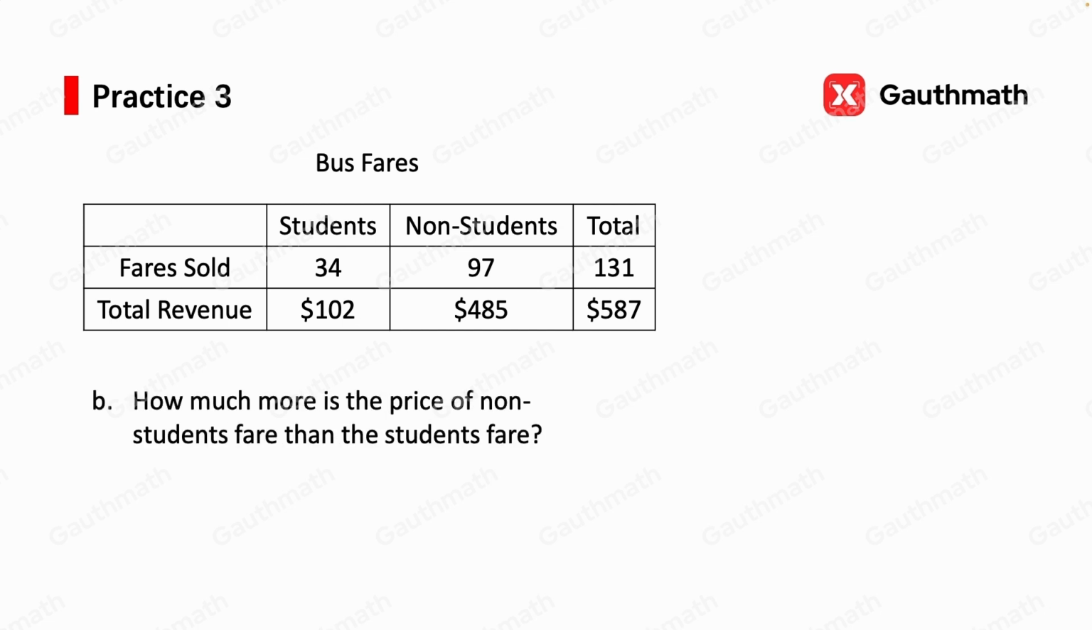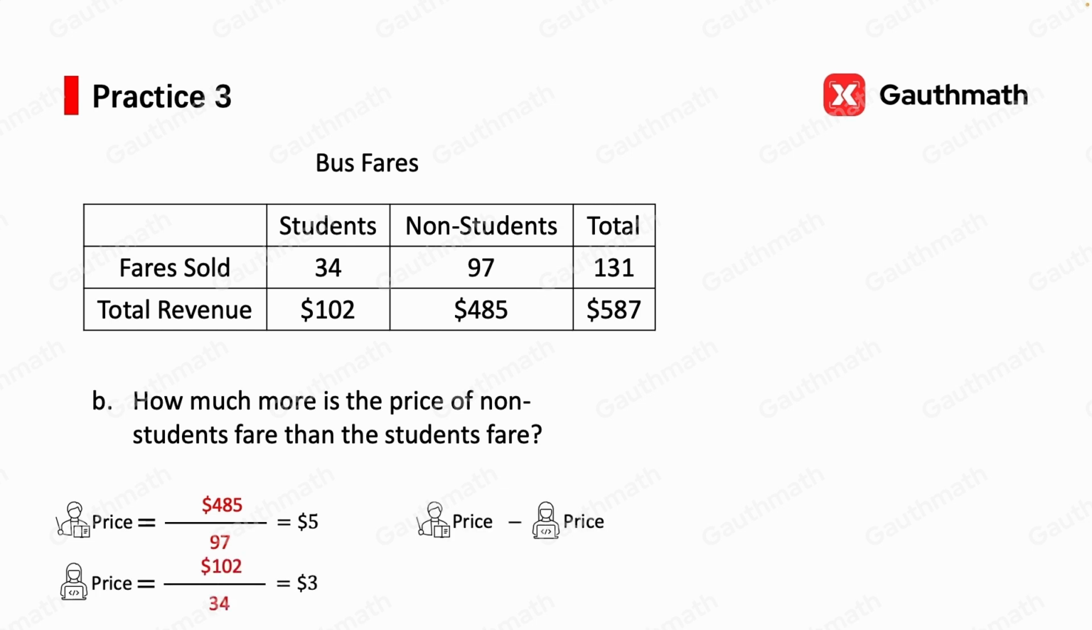Part B is asking how much more is the price of non-student's fare than the student's fare. Again, we have price equals revenue over quantity. And for non-students, the revenue is $485 and the fare sold is 97, so we have the price to be 5. Thus, the difference is $2. And that's the final answer.